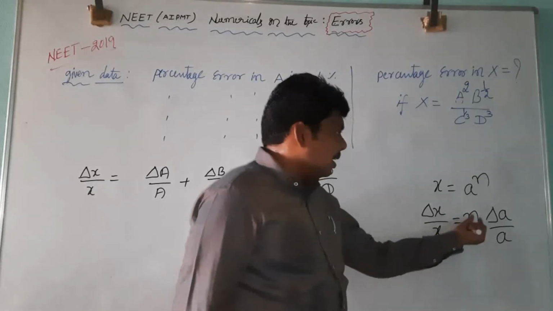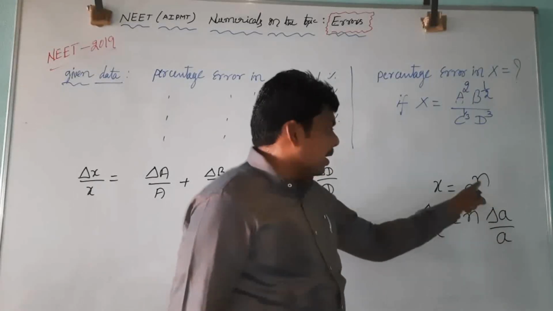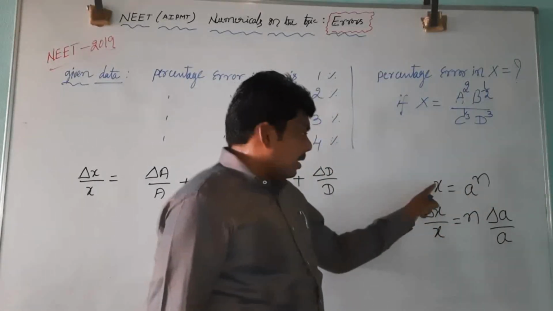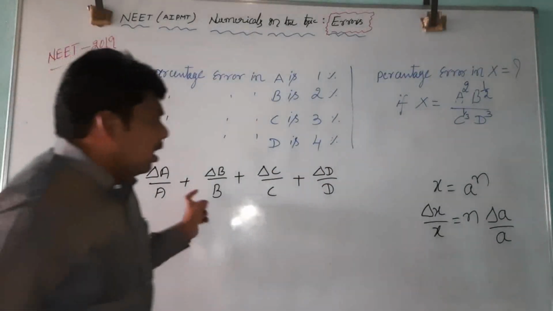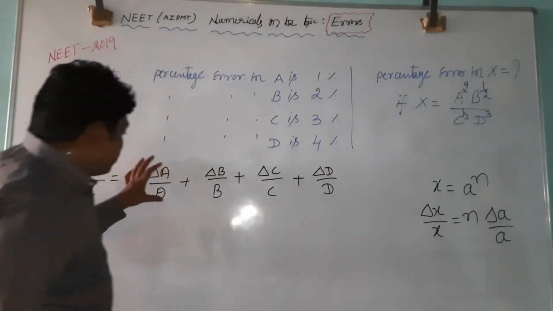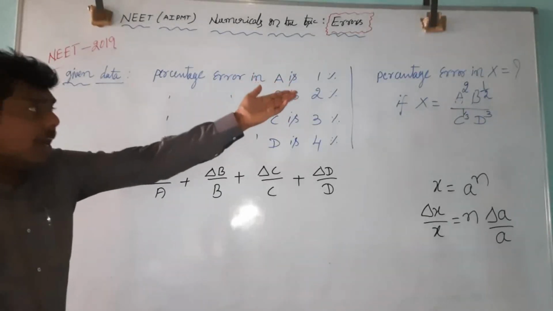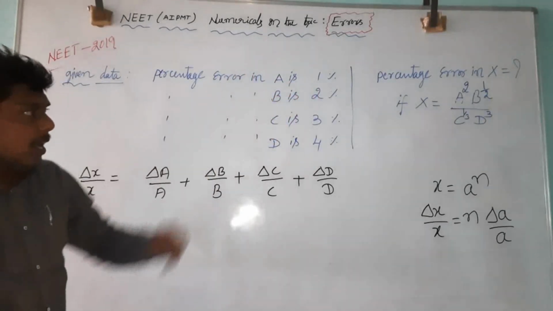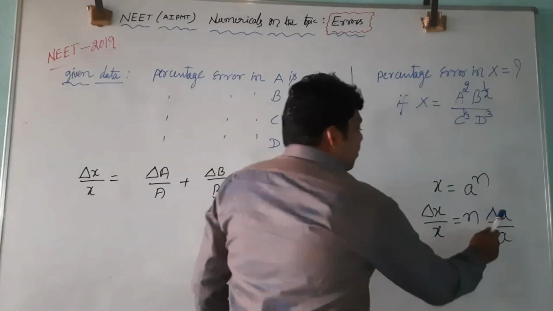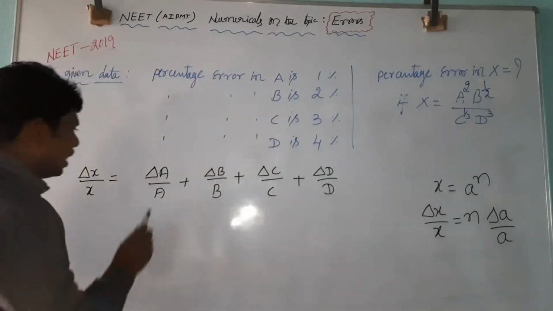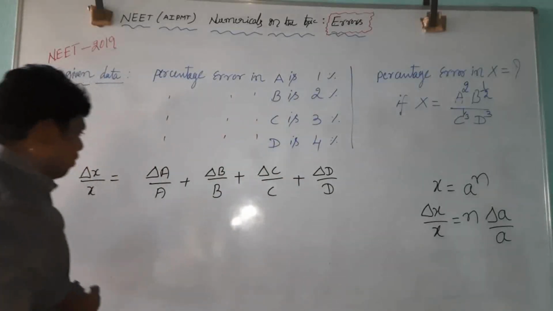Here whatever the N is there is nothing but the power of the physical quantity. Delta A by A is nothing but relative error in A. Relative error in X is given by N into delta A by A. Now here, if you observe this formula, we have taken the sum of relative errors due to the ratio and product of physical quantities. Now what we have to take? We have to take the power of the physical quantity. What is the formula for that one? N into delta A by A. Now already here I have written delta A by A. What is the power of A here? The power is 2. Now multiply with 2.